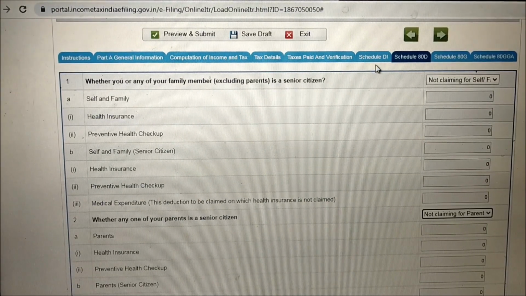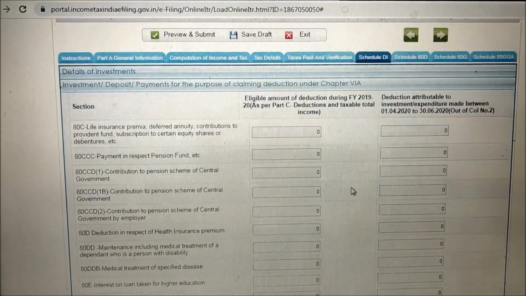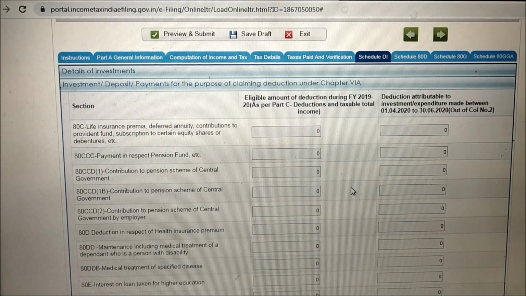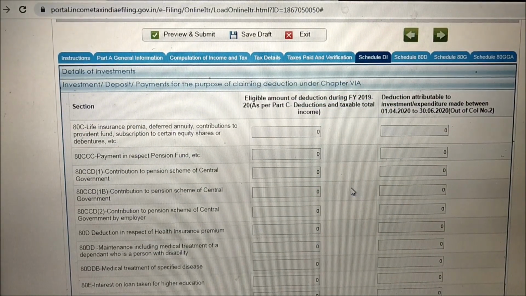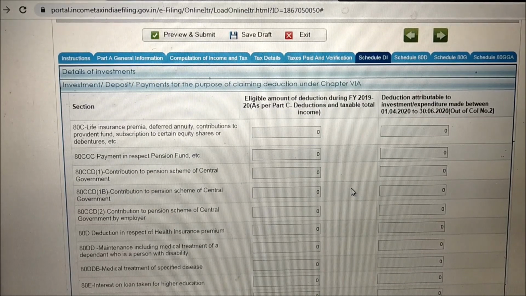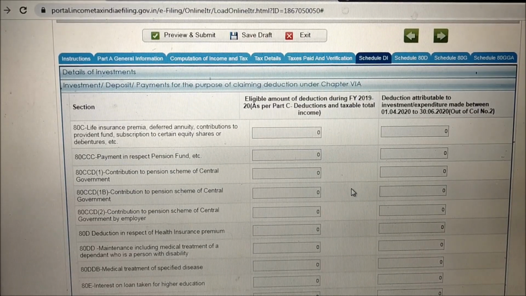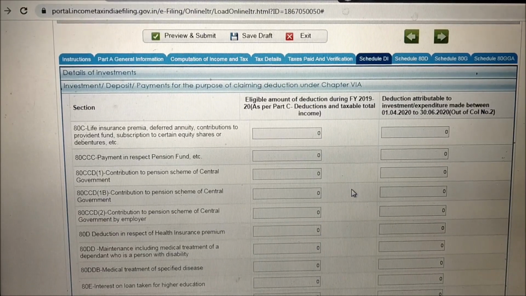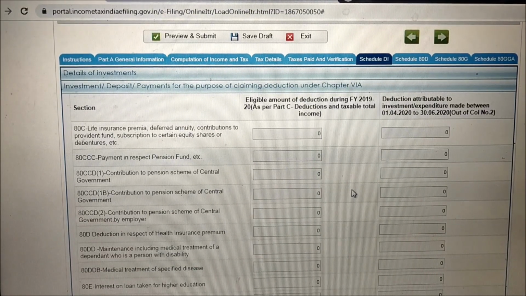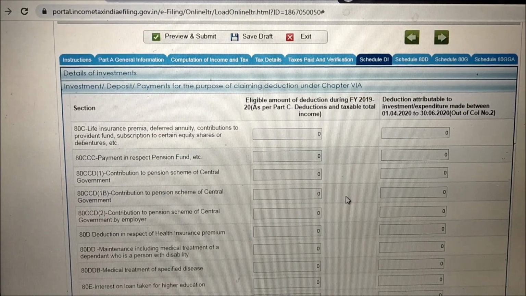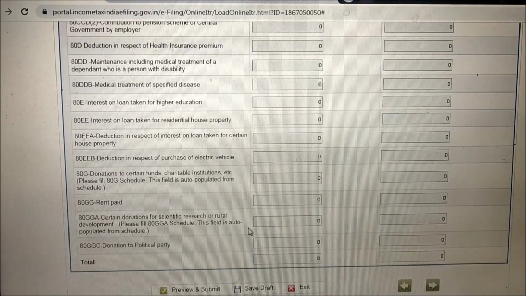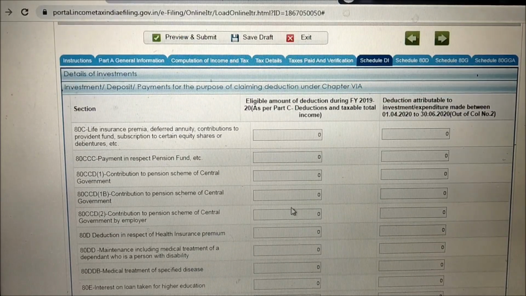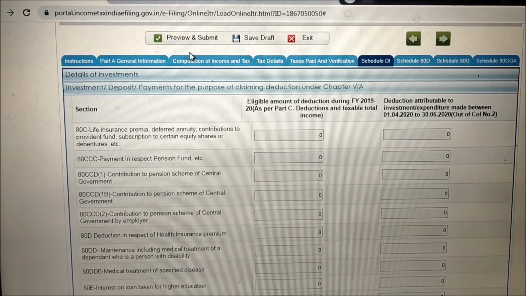The next is Schedule DI. What is Schedule DI? Schedule DI is the detail of investment, deposit or expenditure which you are claiming under deductions under Chapter VI-A, that is 80C, 80CCC, 80CCD(1), 80CCD(1B), 80D, 80DD, 80E, 80G, 80GG, 80GGC. All details are here.